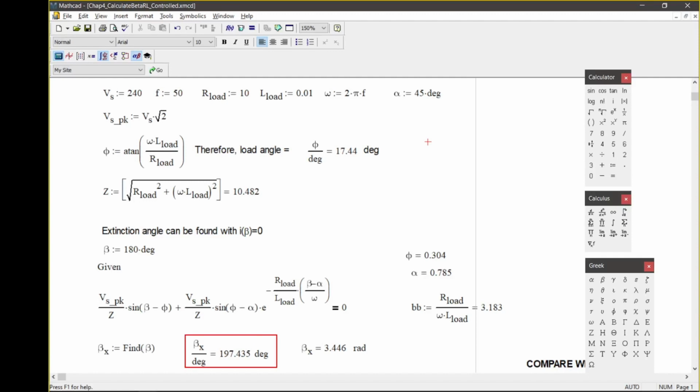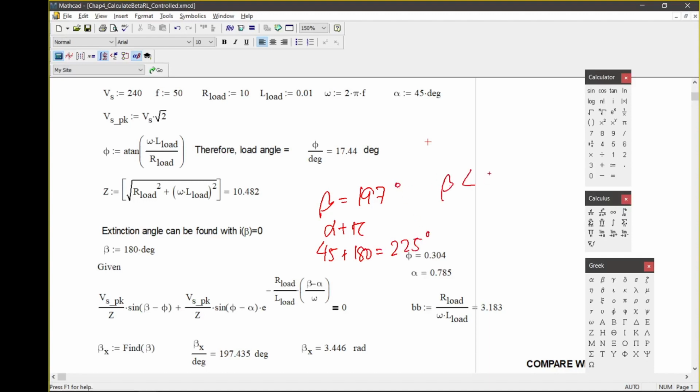So I did that and I have the answer of 197. Now beta equals 197, and we need to check it against alpha plus pi. Alpha is 45 degrees plus 180 degrees, so this is 225 degrees. So now the condition is beta is less than 225 degrees, or alpha plus pi. If I simulate, I will get that the current is discontinuous.